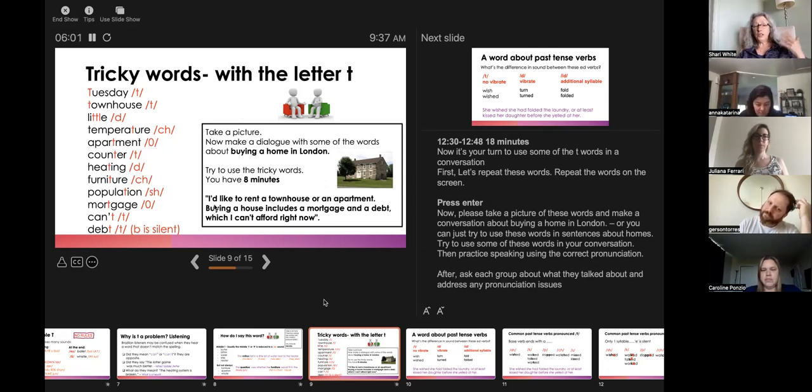Here's an example of how you could start this. I'd like to rent a townhouse or an apartment. Buying a house includes a mortgage and a debt, which I can't afford right now. Okay, so take a picture of this. And I'm going to get you to talk and try to use some of these words somehow.